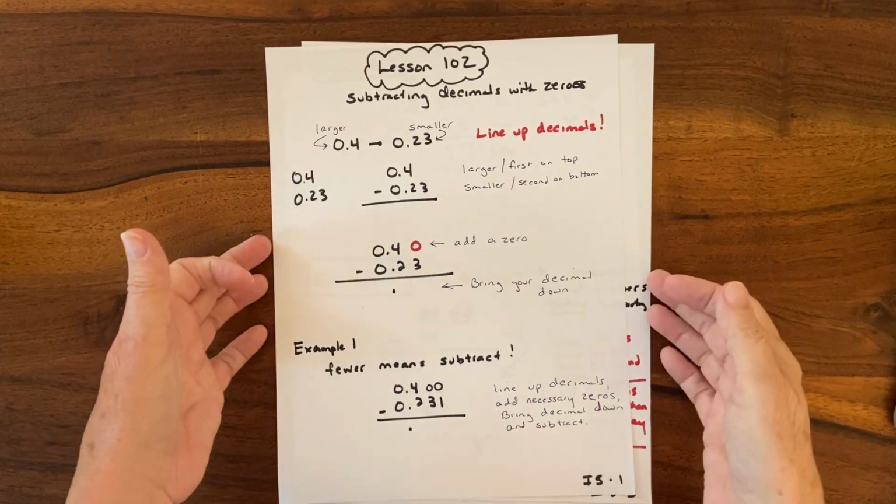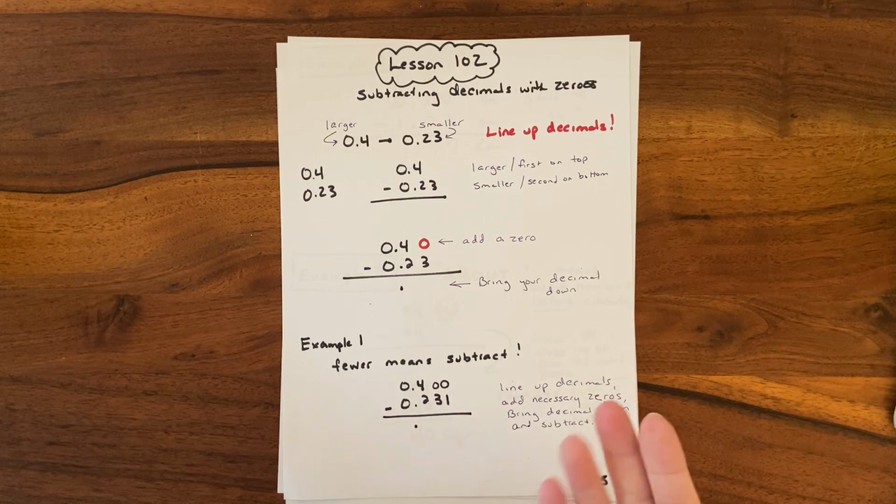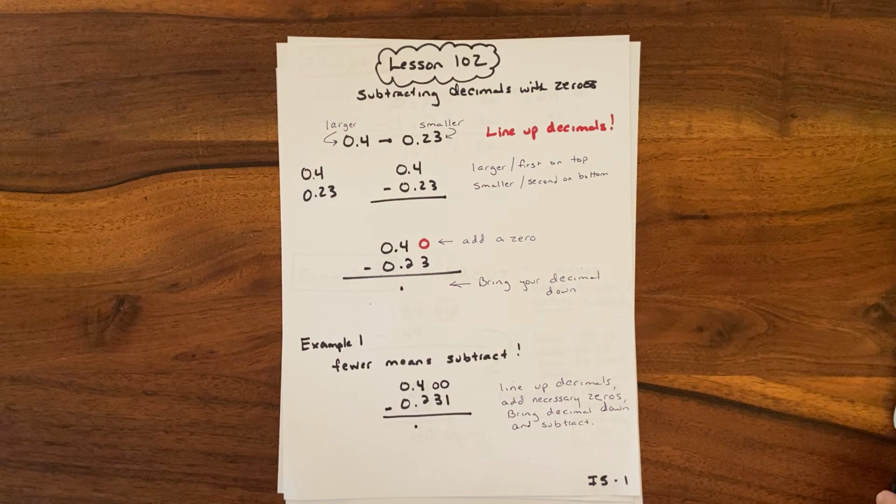Hello, we're on lesson 102, subtracting decimals with zeros in them. So it's kind of a culmination of a couple of lessons we've done recently. You've got to remember to line up your decimals when you're adding and subtracting numbers with decimals in them. We're going to talk about adding some zeros to numbers that don't have enough, so we make sure we all have the same place value.